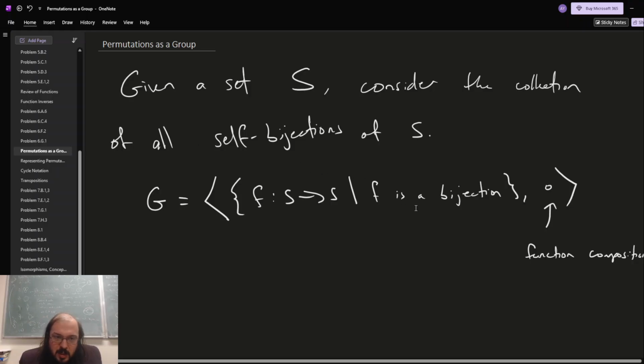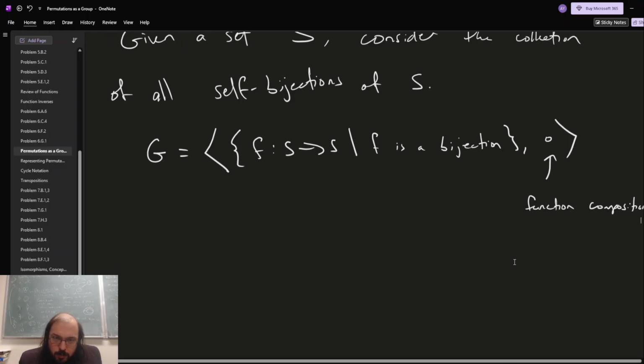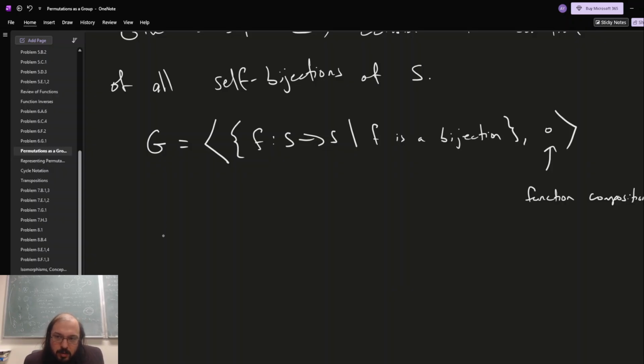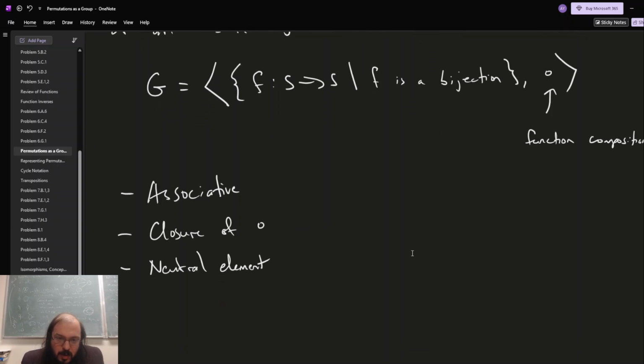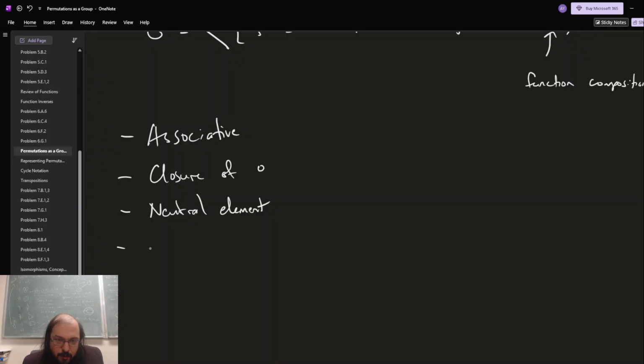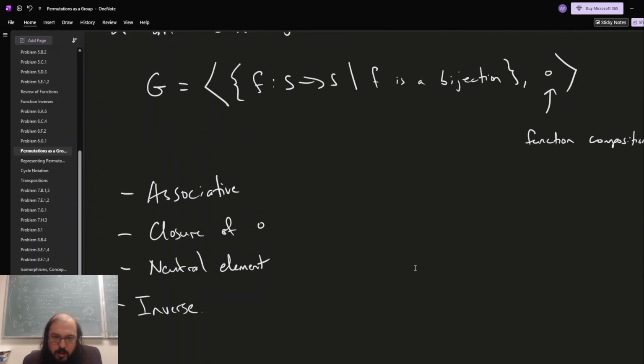What we're going to do now is explain why this gives a group. So let's remember what we need to do to see that something is a group. We need the operation to be associative. We need closure under the operation. First we need a neutral element. And then once we have a neutral element, we can ask that every element have an inverse. And let's go and think through these properties.